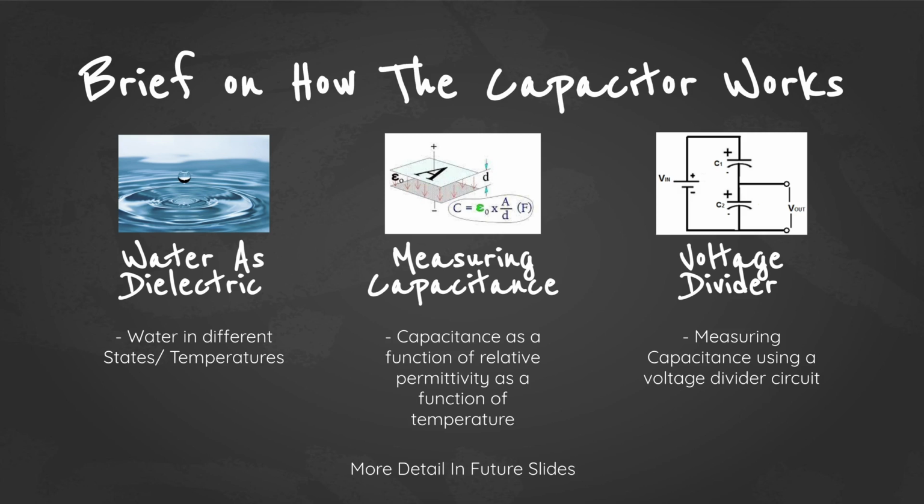Furthermore, we're going to be measuring capacitance. As you can see on the screen, capacitance is a function of epsilon, or relative permittivity. And in our situation, since water is a dielectric, water will be dependent on temperature, so capacitance is a function of relative permittivity, and relative permittivity is a function of temperature. Furthermore, we're going to be using a voltage divider to measure the capacitance within our system. We're going to use one capacitor with a known capacitance, and then we're going to have our capacitor, and we're going to use the voltage divider formula to determine the capacitance of our capacitor.